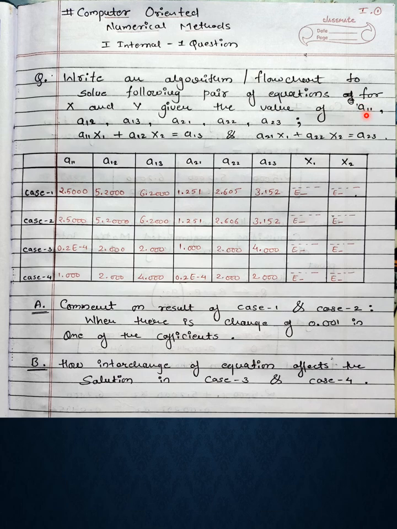Given the values of a11, a12, a13, a21, a22, a23, the equation is a11x1 plus a12x2 equals a13, and the second equation is a21x1 plus a22x2 equals a23. You see the table, it has four cases and two subparts of the question. The first part is to comment on the result of case 1 and case 2 when there is a change of 0.001 in one of the coefficients, and the second subpart is how interchange of equations affects the solution in case 3 and case 4.